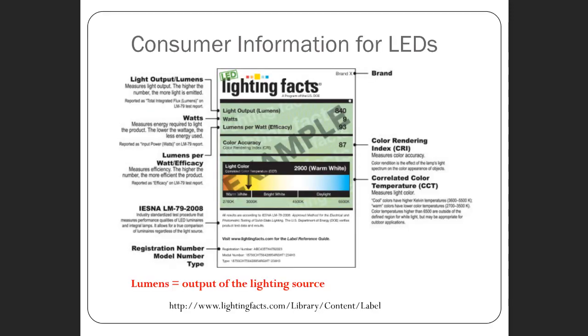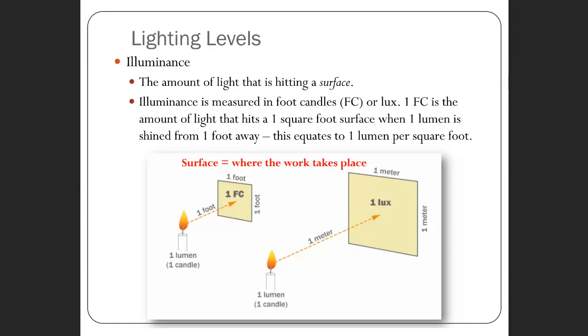We saw this a couple of weeks ago when we looked at lighting sources. So lumens is a measure of the output of the lighting source. And in lighting design, we're actually looking at illuminance, which is how much of that light is actually hitting the surface. Surface is where the work is taking place.